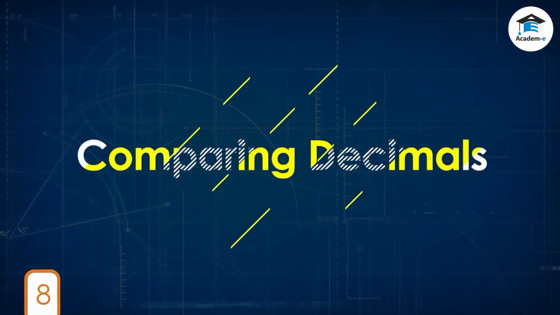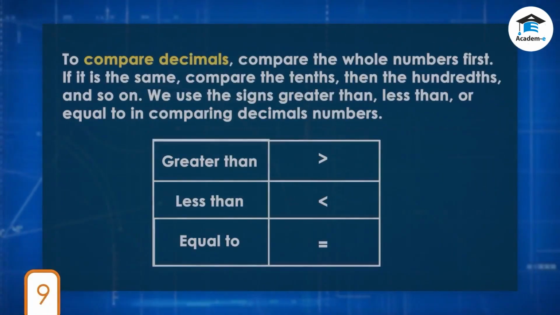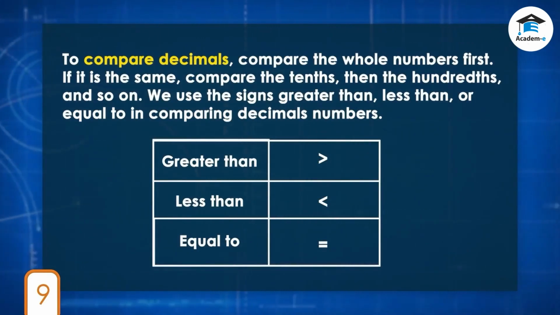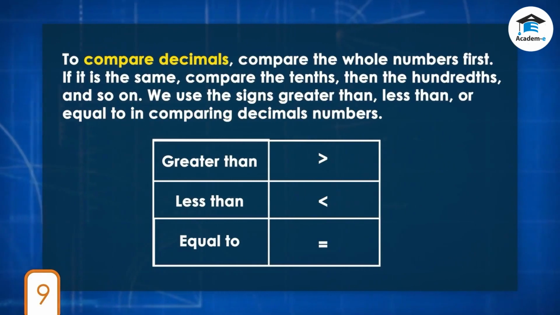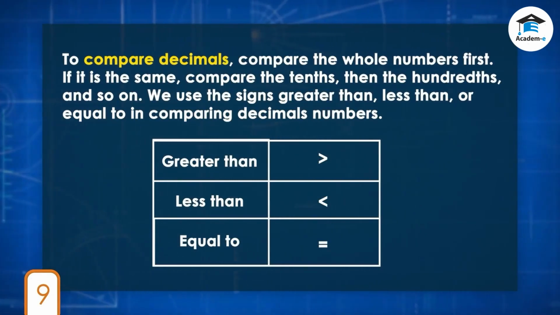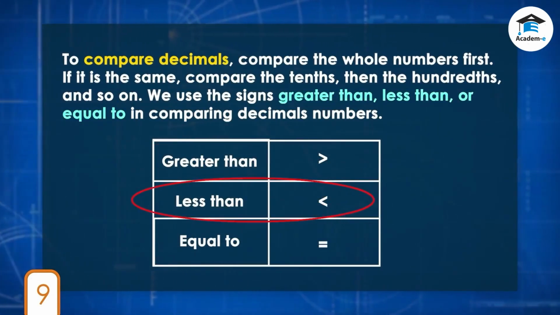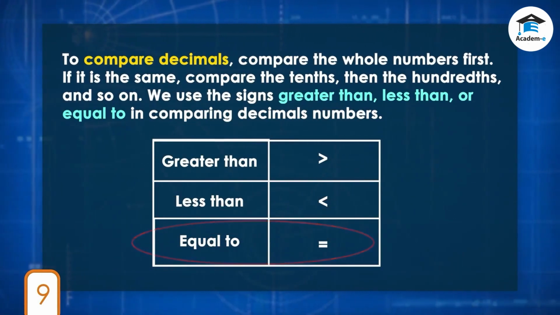Comparing decimals. To compare decimals, compare the whole numbers first. If it is the same, compare the tenths, then the hundredths, and so on. We use the signs greater than, less than, or equal to in comparing decimal numbers.